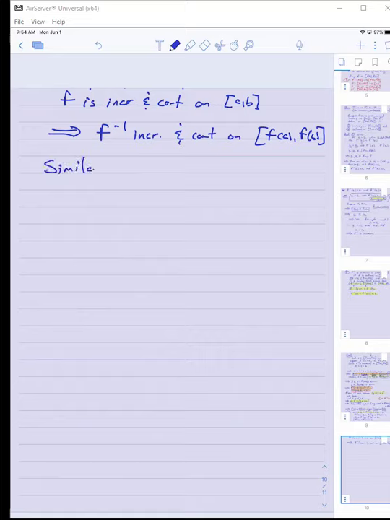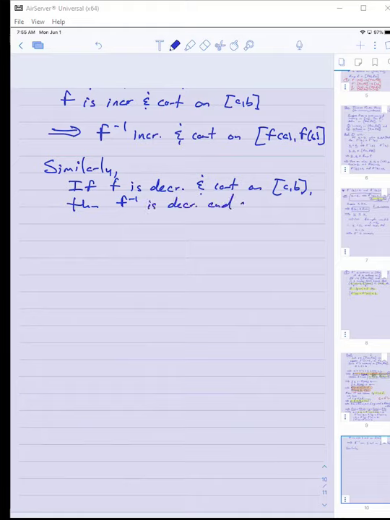Okay, similarly, what is the other version of this theorem? It's the theorem that says if F is decreasing and continuous on A to B, then F inverse is also decreasing and also continuous on its domain, which would be F of B to F of A. And that's the so-called inverse function theorem. Again, when you boil it down, it's saying something very simple.